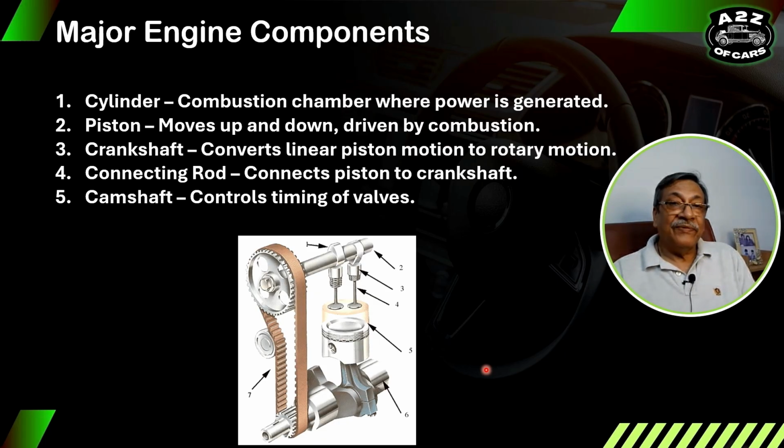Then we have the camshaft. As you can see, these are cams. These are egg-shaped parts here. They open and close the valve based upon the stroke, right? And this is called the timing belt or timing chain. It is ultimately connected to the crankshaft. So the camshaft is connected to the crankshaft with the help of the timing belt.